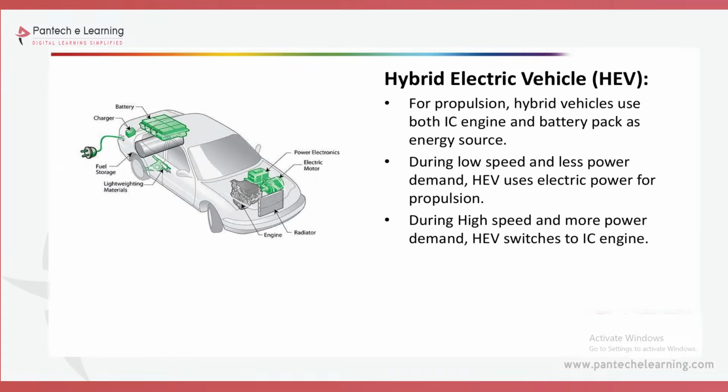So, the hybrid electric vehicle. For propulsion, hybrid vehicles use both an IC engine and a battery pack. For example, we can have the IC engine and battery pack. If you also use CNG or any other source, that can also be combined. But here, the example we can see is both the IC engine and battery pack.